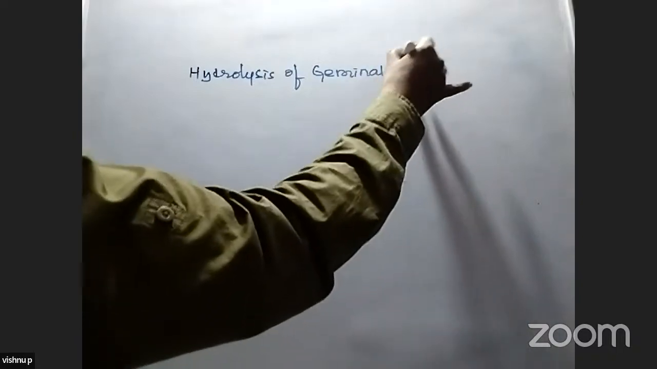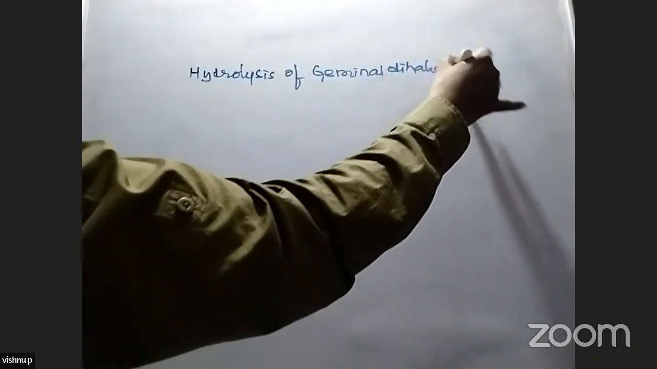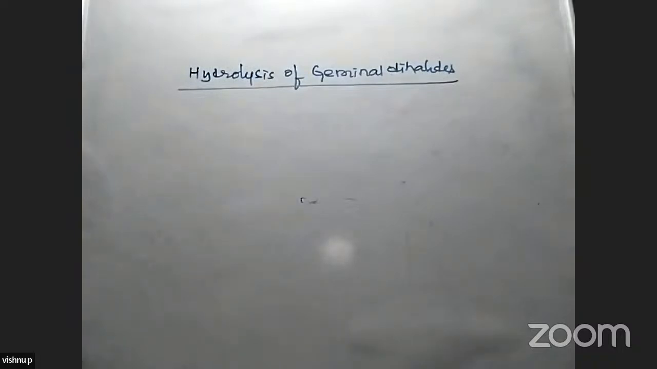Geminal dihalides can form aldehydes or ketones. So, what is the meaning of geminal dihalide? If two halogens are attached to the same carbon, that is called a geminal dihalide. If two halogens are attached to adjacent carbons, that is called a vicinal dihalide.